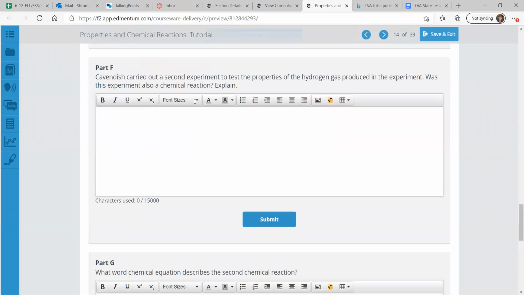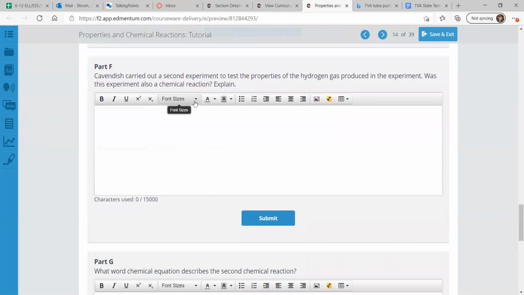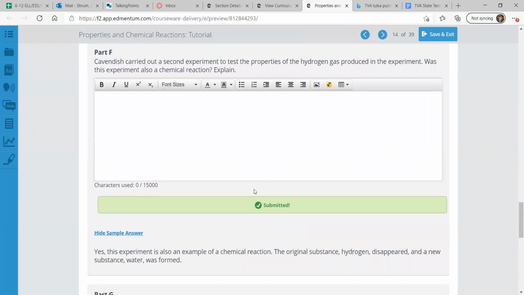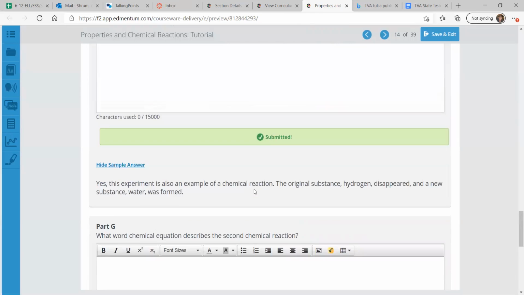Cavendish carried out a second experiment to test the properties of the hydrogen gas produced in the experiment. Was this experiment also a chemical reaction? Yes. So both of those experiments were chemical reactions. The original substance, hydrogen, disappeared and a new substance, water, was formed.